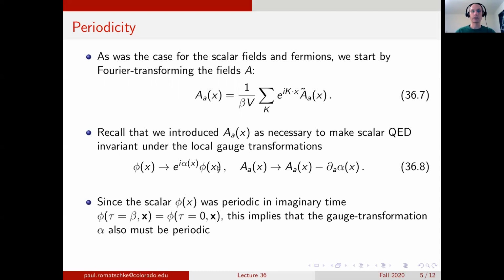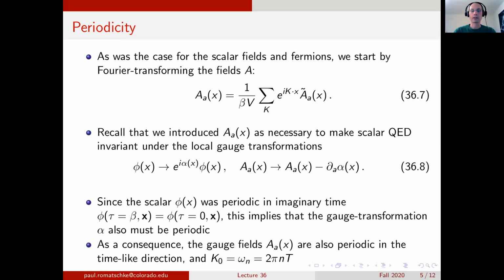Since the matter field phi was periodic in imaginary time, this means that also the function alpha has to be periodic in time. And that in itself means that the gauge field A has to obey the same periodic boundary conditions in imaginary time. The gauge fields have to be periodic, so that means that the Matsubara frequencies k that we have in this expression up here must also be the bosonic Matsubara frequencies 2 pi n T.